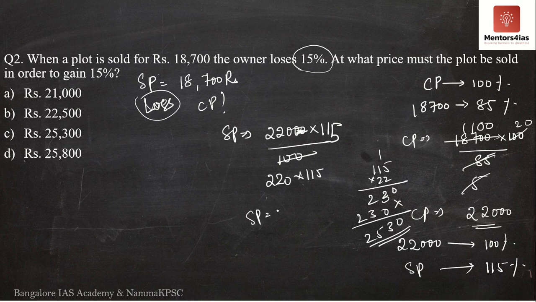Therefore, the new selling price is what? It is 2,530. Sorry, another 0 over here. Okay, it is 25,300. Therefore, the correct option is C. The correct answer is 25,300.